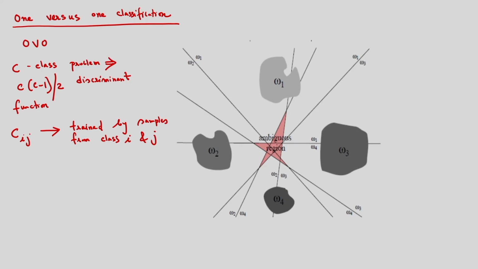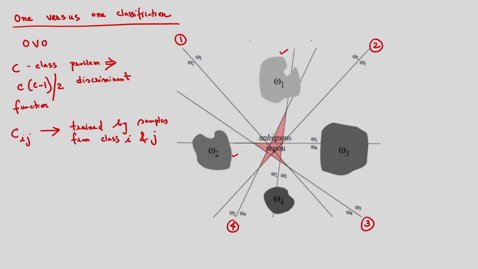You can see here this is the 1 versus 1. We are considering the class omega 1 in the figure, and another class is omega 2. Number 1 is the decision boundary between the classes omega 1 and omega 2. Number 2 is the decision boundary between the classes omega 1 and omega 3. Number 3 is the decision boundary between the classes omega 3 and omega 4. And number 4 is the decision boundary between the classes omega 2 and omega 4.